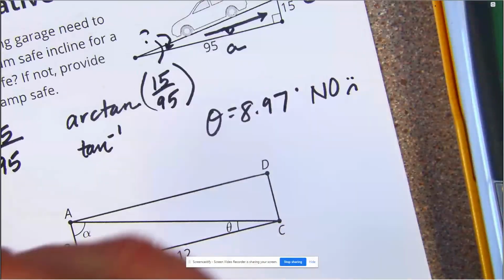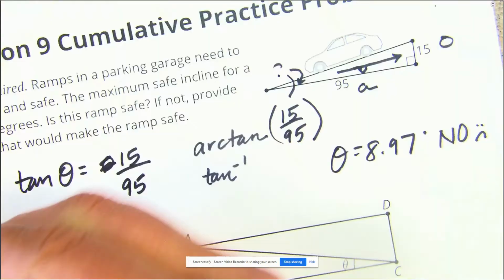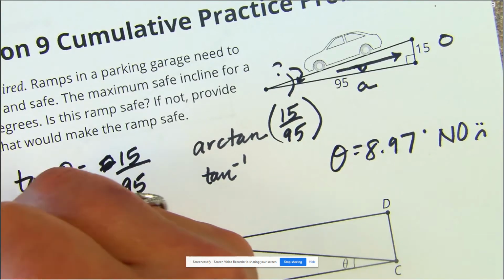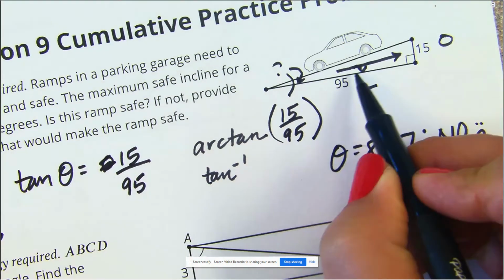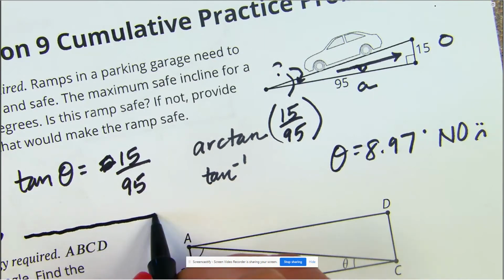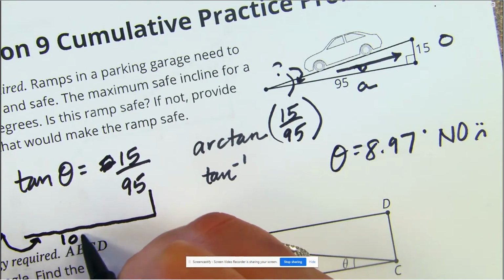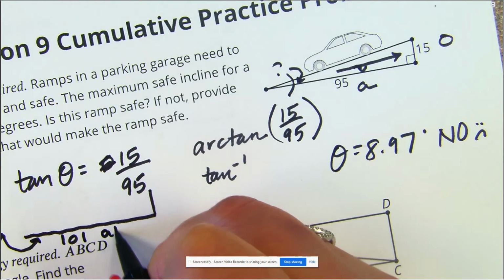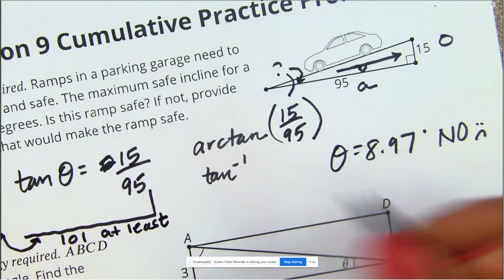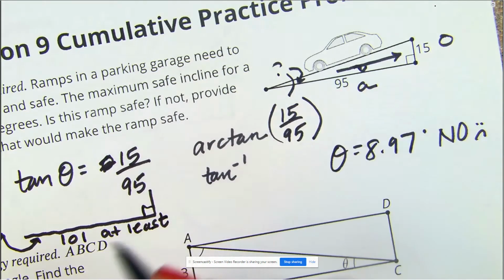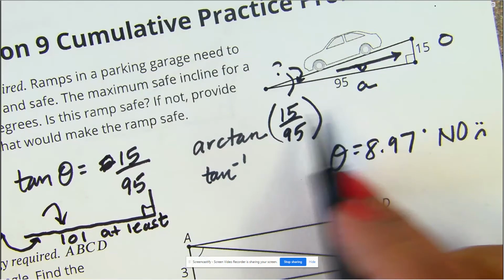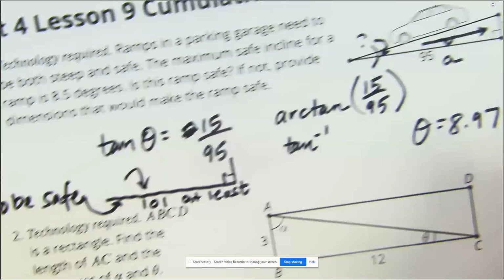So in order for it to be safe, this distance right here needs to be 101 at least, if not bigger. This distance right here, which is that one right there, needs to be 101.